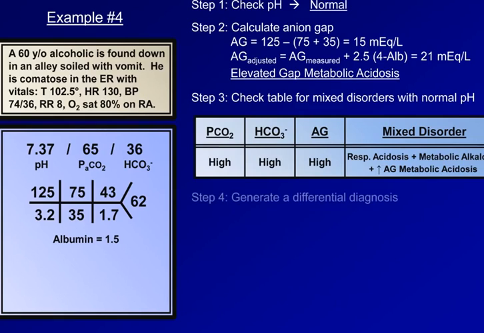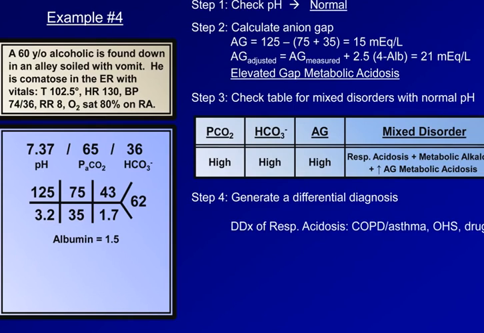Now, our final step will be to generate a differential diagnosis. You can reasonably start with any of the three disorders. I'll pick the respiratory acidosis. As before, we should first look at the possibilities of COPD, asthma, OHS, and drugs. Given the history here, drugs seems like the most likely of these.